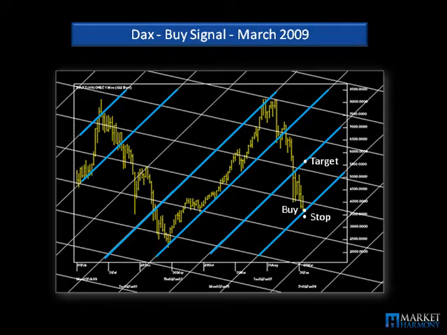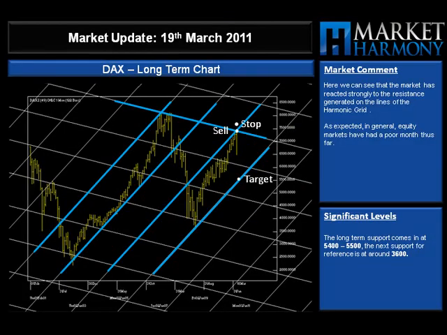Okay, now for a look at some of our current views, and we've taken one example from each of the 4 major asset classes. So this is the format that clients receive our work in.